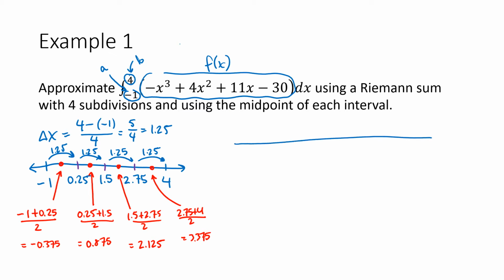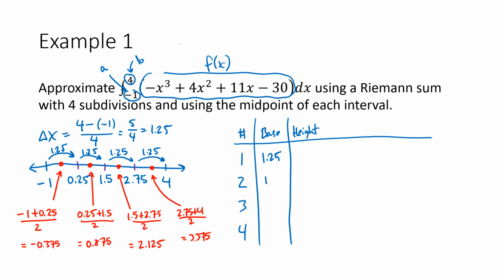So I'm going to make my chart. I've got 4 rectangles, so my chart is going to have 4 rows. I'm going to have a base, and I'm going to have a height. My base is going to be 1.25, that was my delta x, so that's the base of each of my rectangles. The height is going to be f of those values in red that I found over here to the left. So the first height is going to be f of negative 0.375. The second height is going to be f of 0.875. Then f of 2.125. And then finally f of 3.375. And I worked these out already.